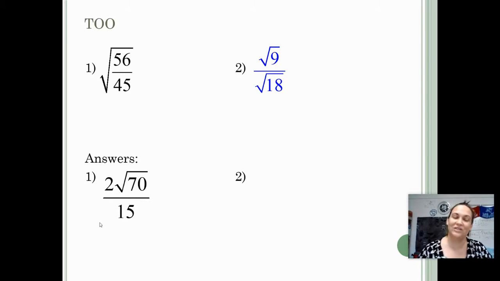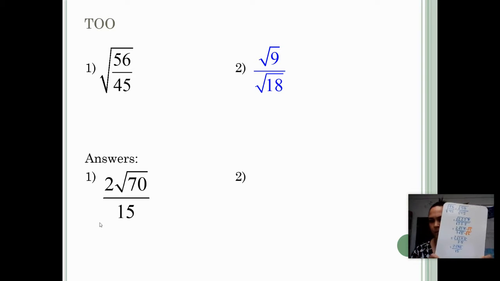For number 1, I got 2 times the square root of 70, and then divided by a regular number 15. That first one was a little bit intense. So here's my work. So I started by splitting it into 2 separate radicals because I decided that I could not simplify 56 and 45. They did not have anything in common. Then I factor treed my 56 and I factor treed my 45. So you can see that on this step right here, 56 turns into 2 times 2 times 2 times 7, and then 45 turns into 3 times 3 times 5.